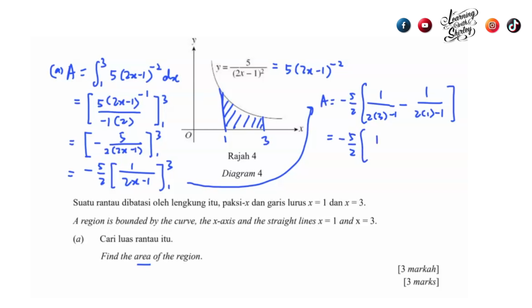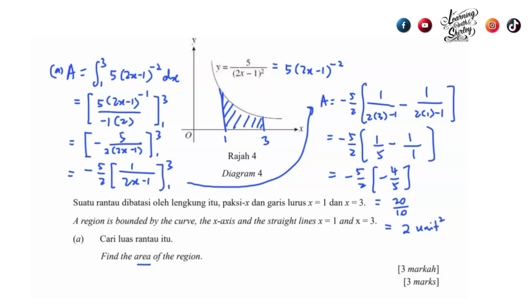Then this is 1 over 5 minus 1 over, how much is this? 2 minus 1 is 1. So it equals negative 5 over 2, and inside it will be a negative answer. 1 over 5, and then you minus 1, so you get negative 4 over 5. When you times them together, you get a positive answer because negative becomes positive. So this is 20 over 10, and then the answer will be 2, and the unit is 2 unit square.